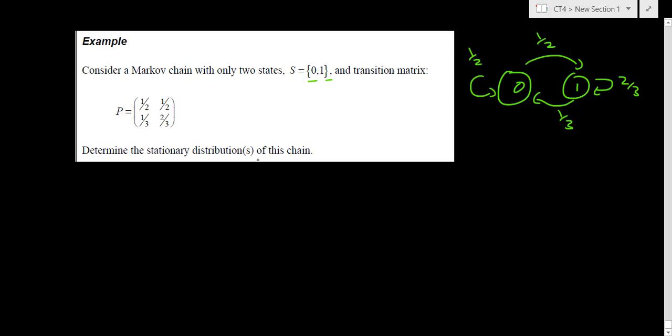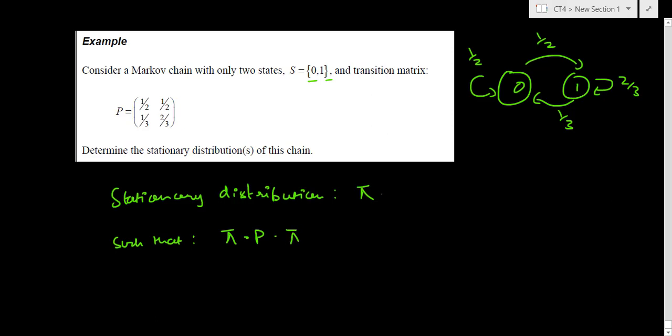Now we need the stationary distribution of this chain. I can write the stationary distribution as pi, such that pi p is equal to pi, where pi is a row vector representing the stationary distribution.